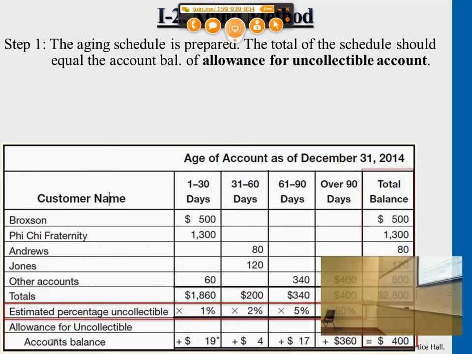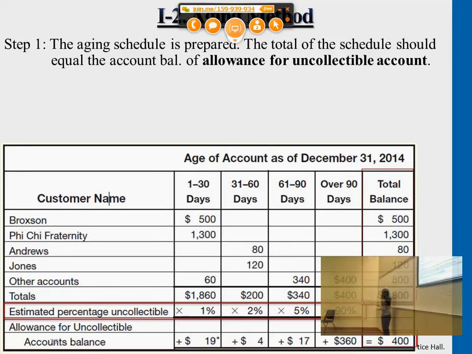So 2 to 3 months old, we assume there's $17, and over 3 months, we assume $360 of this $400 would likely not be collected. And we add up this last line here to get a total balance of $400. This is the target balance of allowances that we're looking for. Okay, this is the target balance, not whatever was recorded in the prior year. We assume at the end of this year, it will be altogether $400.